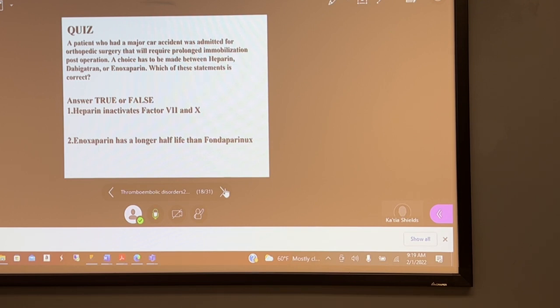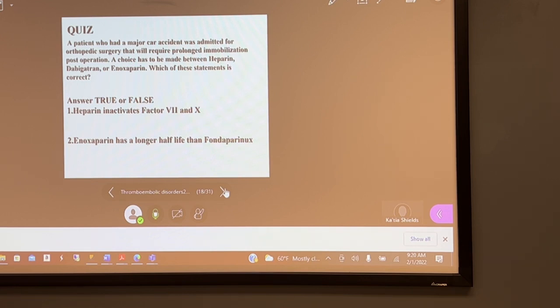When you see any stem like this in your exam, don't be thrown off, because many of you just become jittery. It's just a way of settling you down. So cool down. Don't think too hard. All of this is concerning heparin, dabigatran, and enalapril, which of these statements is correct. But I just want to throw some fluff for you.